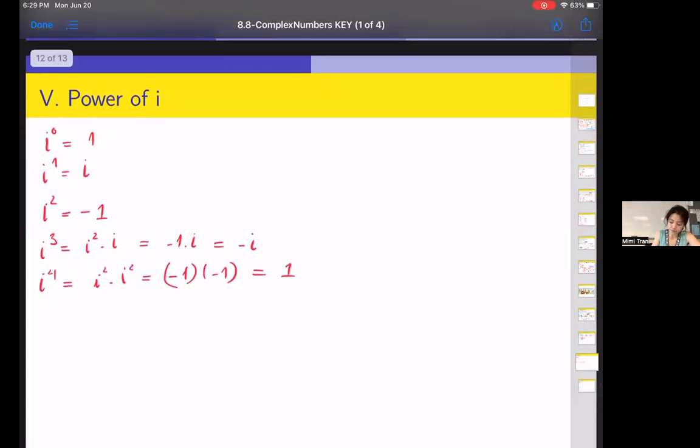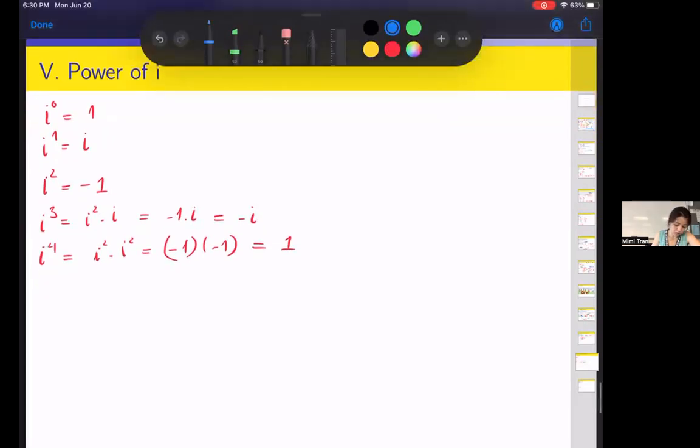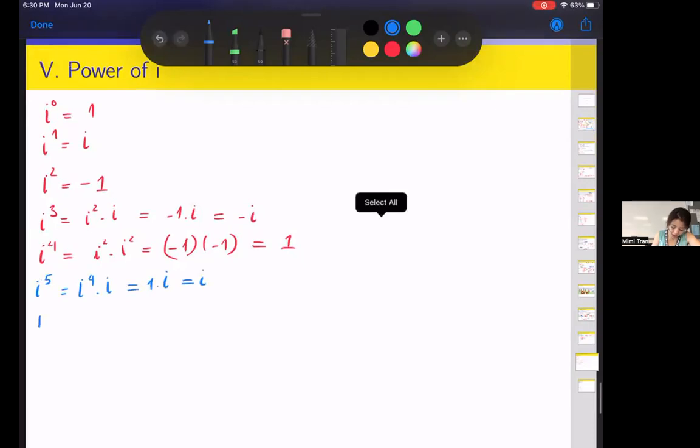Let's get a few more. This time I'm going to do blue. I to the 5th is I to the 4 times I. Well, I to the 4 is 1, times I is I. I to the 6 is I squared times I to the 4. Well, I squared is negative 1, I to the 4 is 1. Negative 1 times 1 is negative 1.